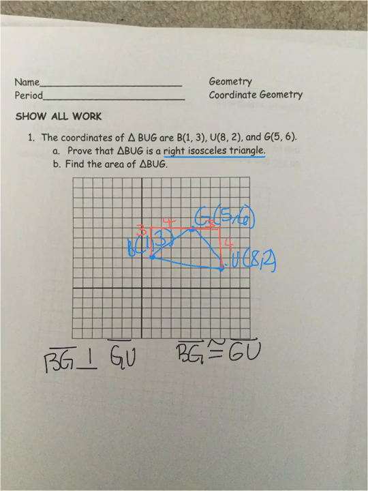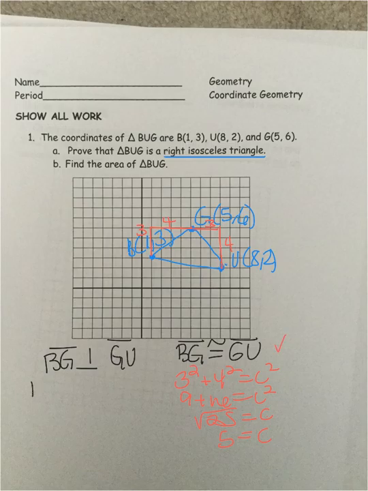Okay, so 3 squared plus 4 squared is equal to c squared. 9 plus 16 is equal to c squared. The square root of 25 is equal to c. So c is equal to 5. Okay, so I just proved that these two sides are congruent.